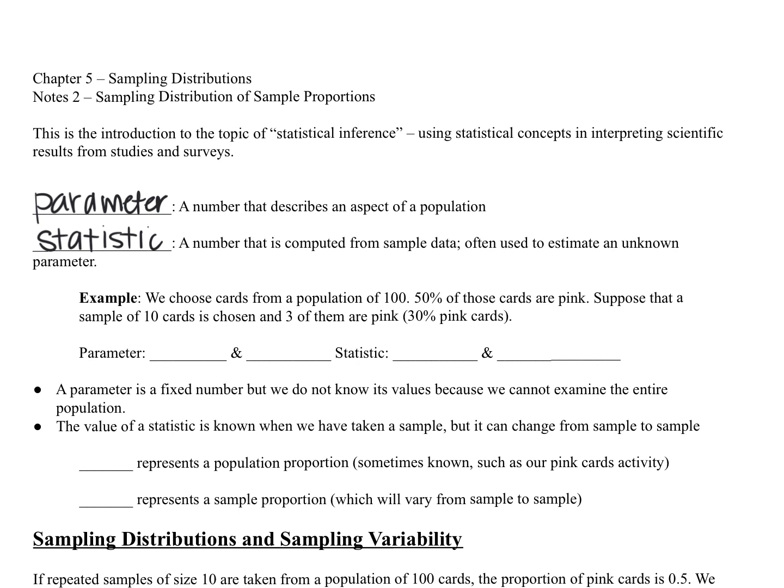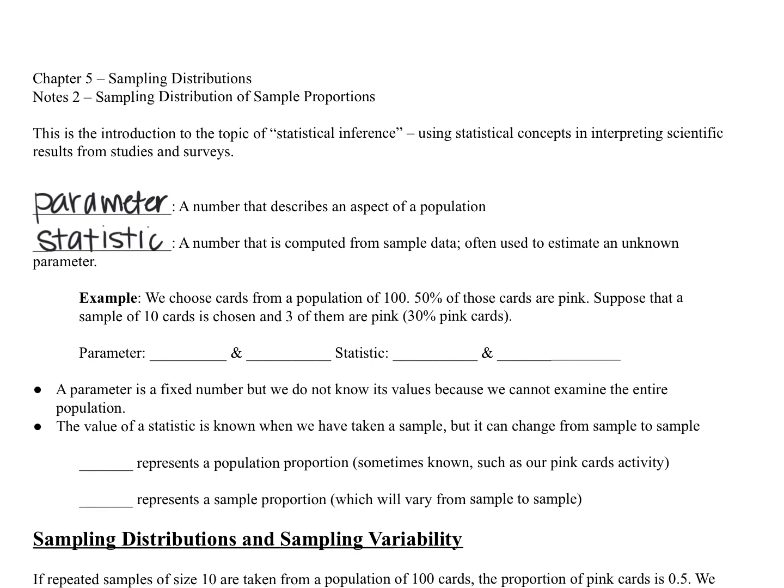A couple key terms we're going to review are parameter and statistic. A parameter is a number that describes an aspect of a population. And a statistic is a number that is computed from sample data, and it's often used to estimate an unknown parameter. So one thing we're going to start looking at here is that we're going to have sample data, but we're not going to know what the actual parameter or the population value is. And we're going to use that sample value to help us make an inference about the population.